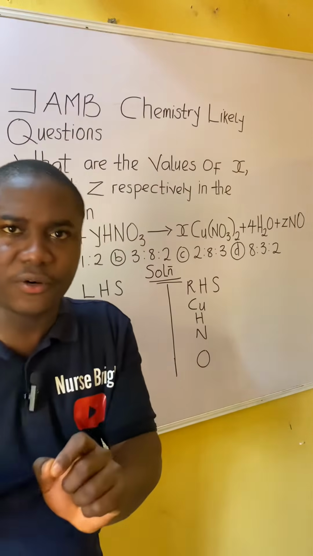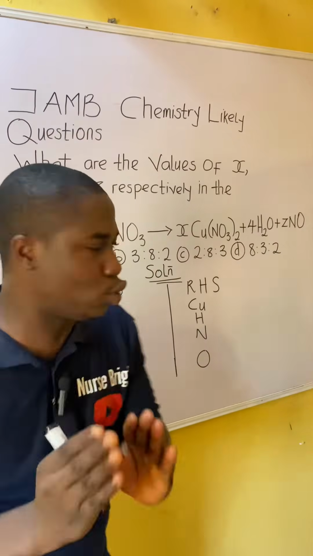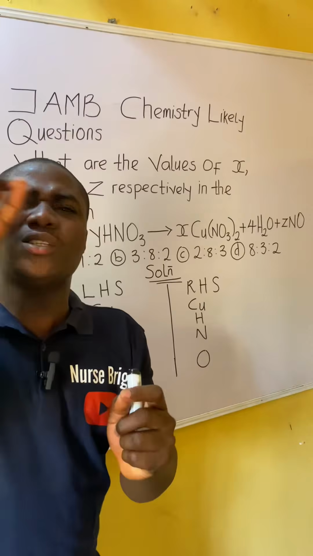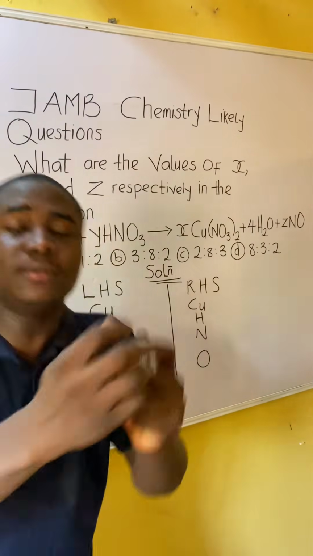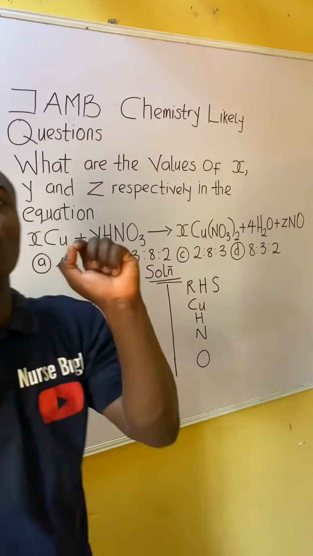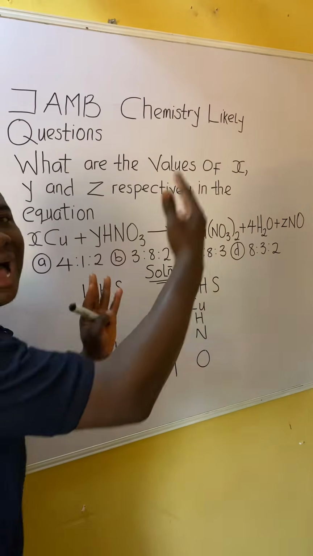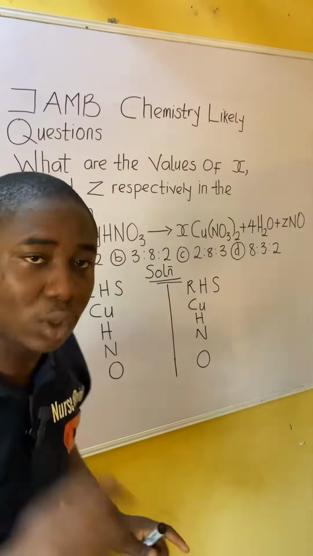So moving further, the next step to take is simply to bring out the numbers of atoms of these elements as given to you by the question. You can see that this reaction is not balanced. So you are bringing out the number of elements you have in your left and right hand side as seen in the question given to you. So this is what I mean.